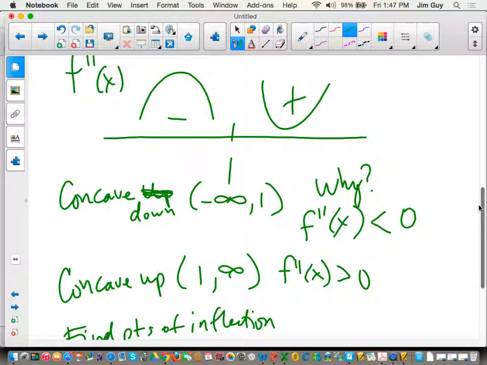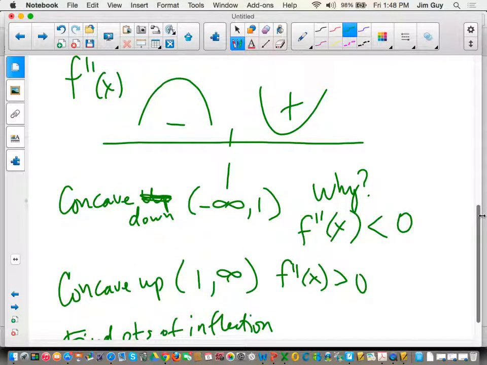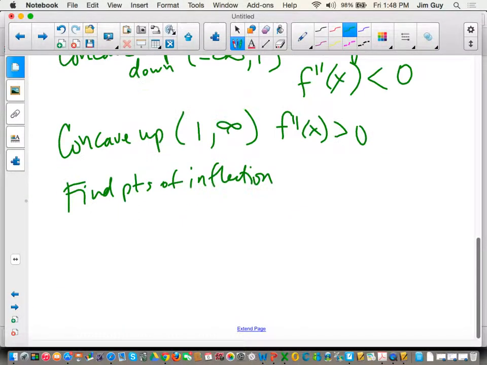Any points of inflection? Yeah, what is the point of inflection? X equals 1. That's not really a point. We've got to make sure it's a point in our original equation. Just because it changes, remember, it has to be a point there. So we put 1 into the original equation: 1 minus 3 is -2, plus 2, you get 0. So the point of inflection is (1, 0).